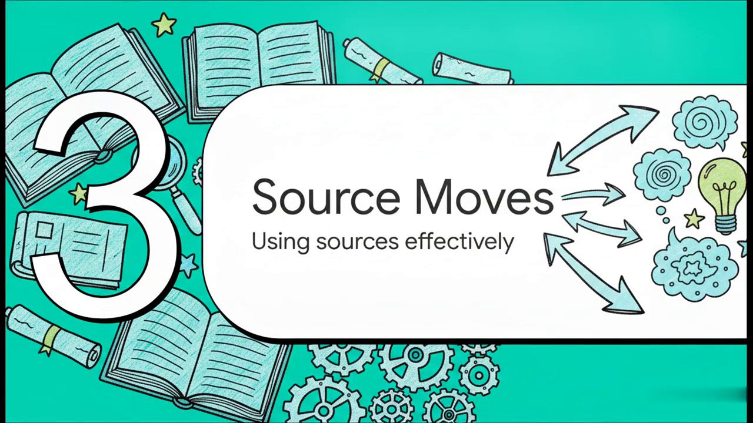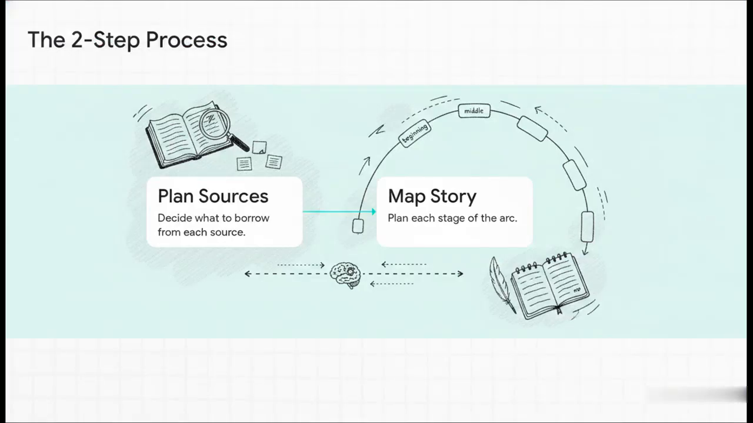All right, let's dive into Section 3, making essential source moves. When your students sit down with their graphic organizers during the writing workshop, they are always going to follow a super simple 2-step procedure. Step 1, they have to prioritize their source integration. They need to plan out exactly what they're going to borrow from their sources before they even begin Step 2, which is mapping out the actual plot arc.